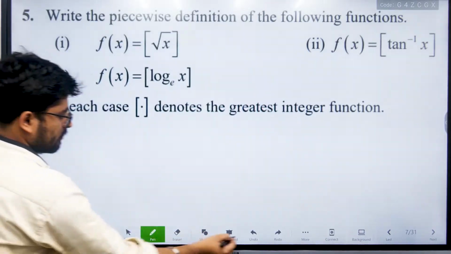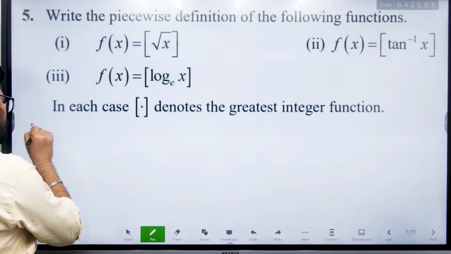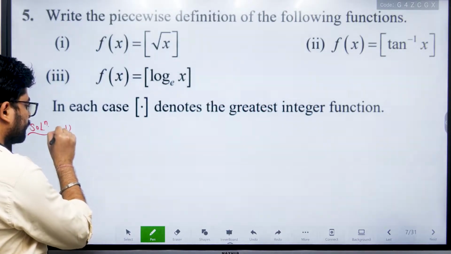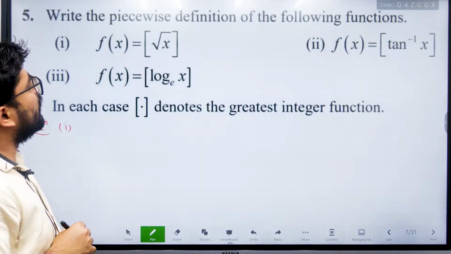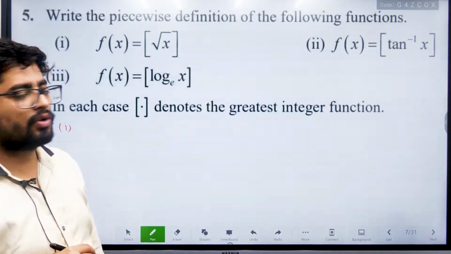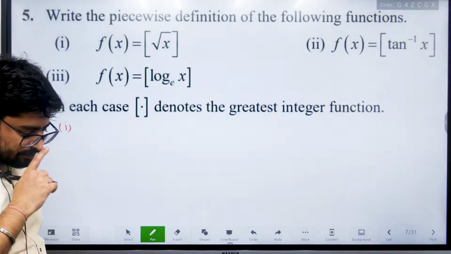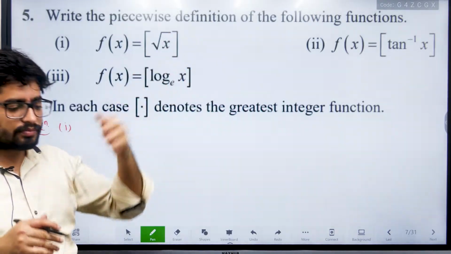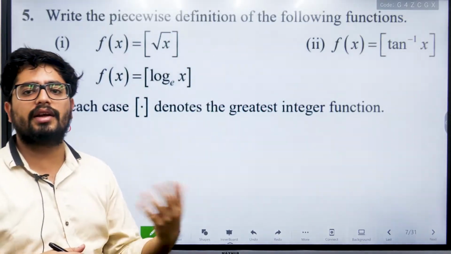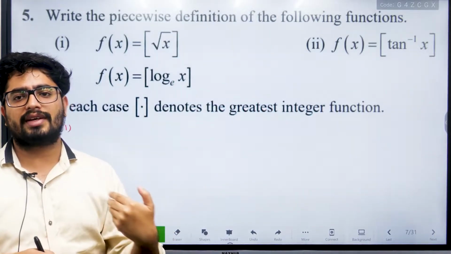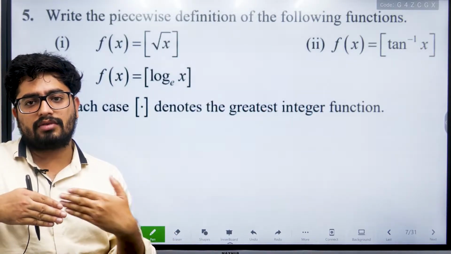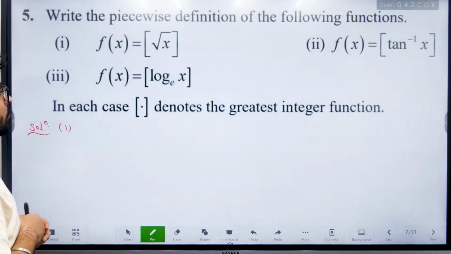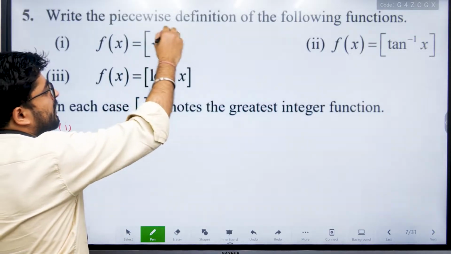So next is the first part. You have to write your function in piecewise form, root x greatest integer. Okay. So if you observe, the greatest integer changes itself at integers. Means from 0 to 1 that is 0, and whenever you take 1, that value is 1. Yes, there is a gap, a jump you can say, between the values. So we have jumps at integers.